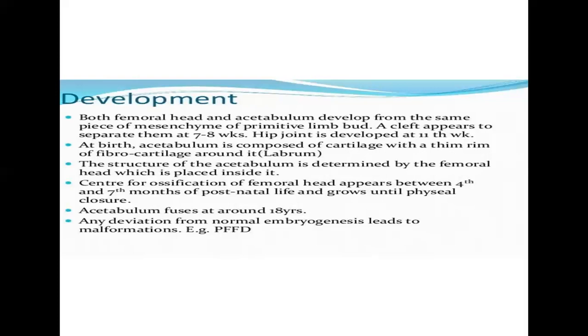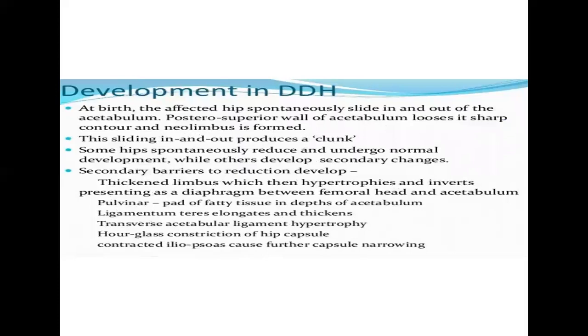Any deviation from normal embryogenesis leads to malformation, for example PFF, PFFD. Development in DDH: at birth, the affected hip spontaneously slides in and out of the acetabulum. The posterior superior wall of the acetabulum loses its sharp contoured labrum form. This sliding in and out produces a clunk. Some hips spontaneously reduce and undergo normal development, while others develop secondary changes.